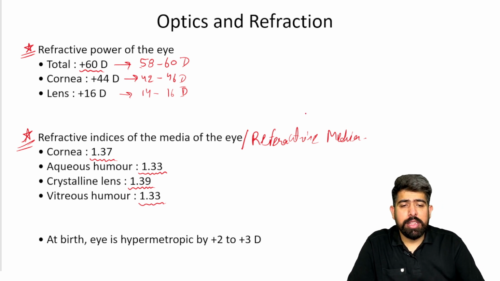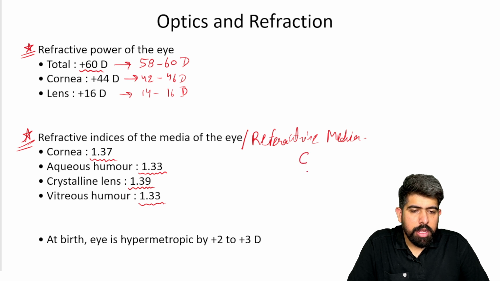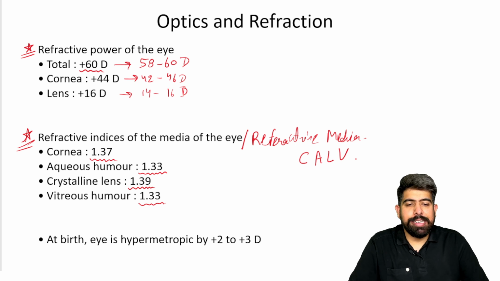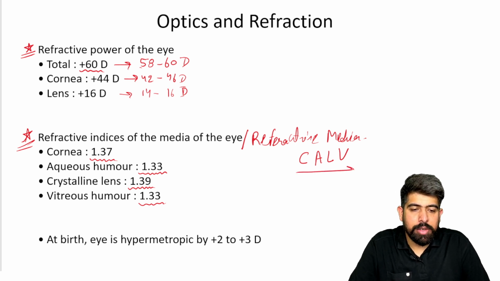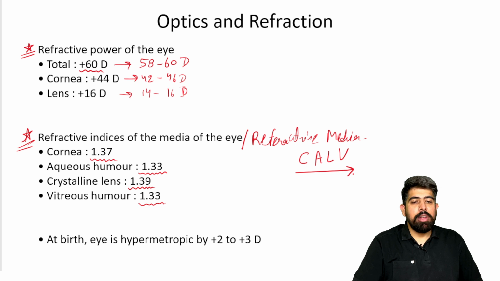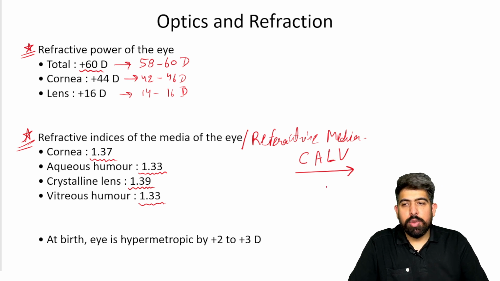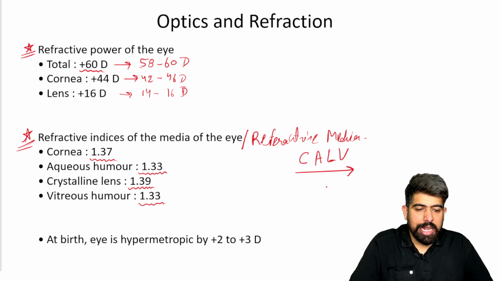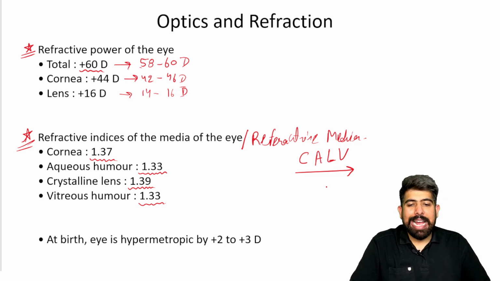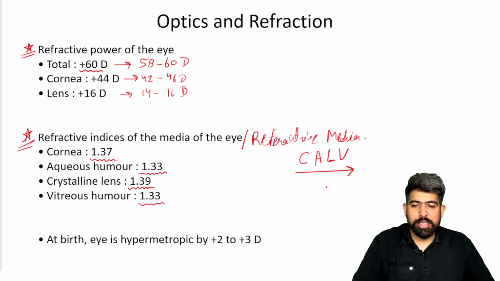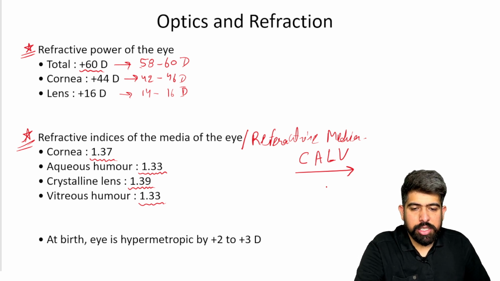And what is the mnemonic of it? The mnemonic is CALV. Write an arrow here like that, so the light passes through like that. C is cornea, A is aqueous humor, L is lens, and V is vitreous. What is the full form of CALV, guys? C is cornea, A is aqueous humor, L is lens, and V is vitreous. So this is all part of the refractive media.